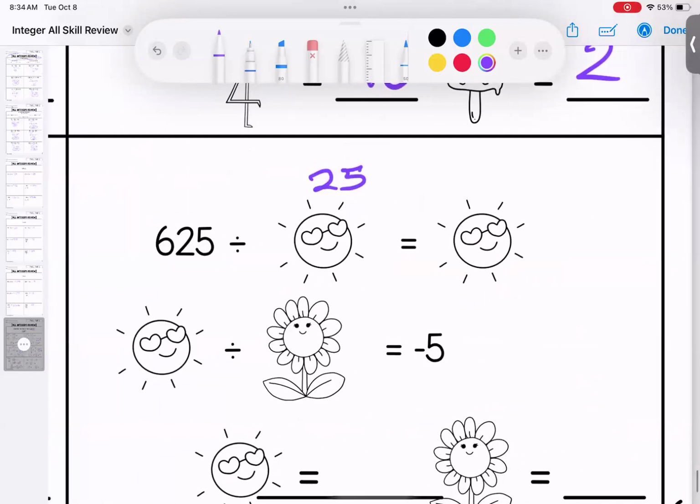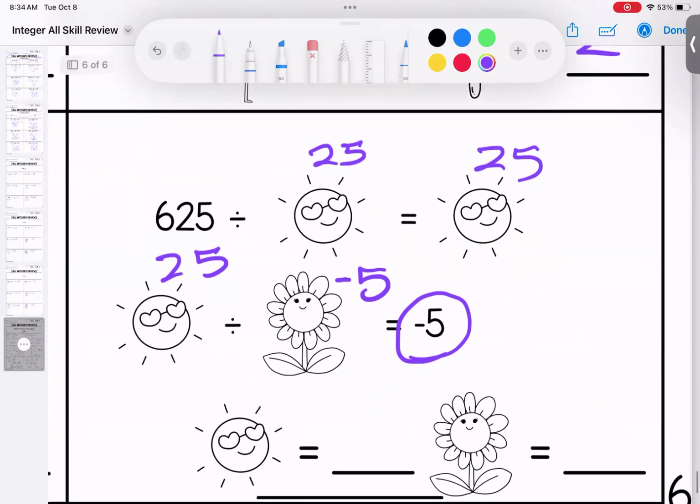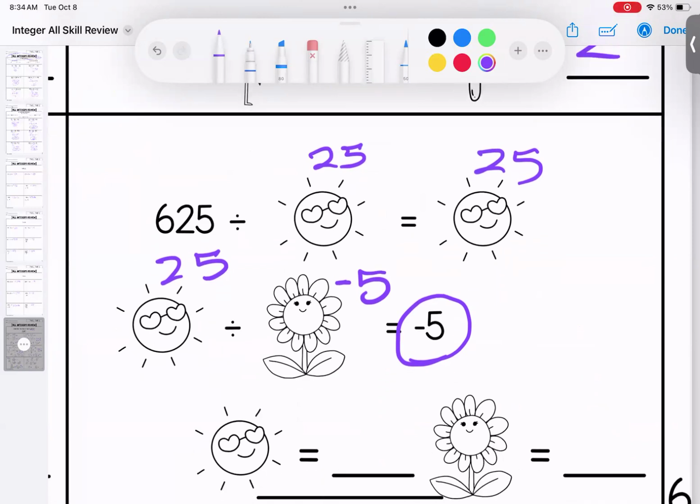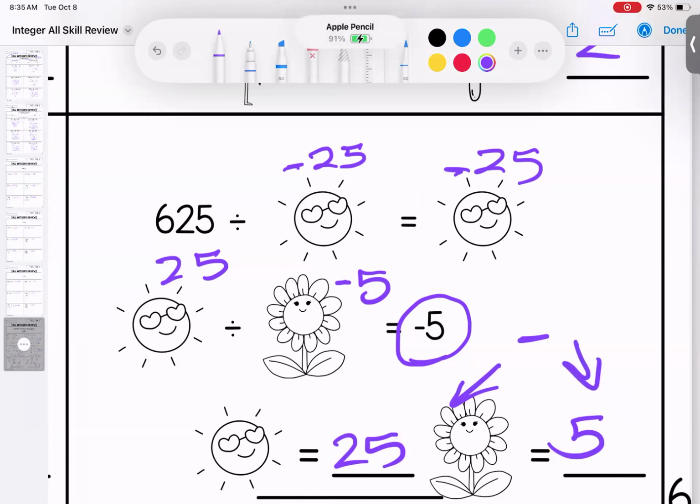And then over here, 25 times 25 is 625. So I'm going to use that. 25 divided by 5 is -5. Because this is -5, this has to be negative. It is the only correct answer because, well, I guess you can make them both. Rewind. 25 and 5, one of them has to be negative. Your choice. If you have questions, as always, go ahead and bring them to class.